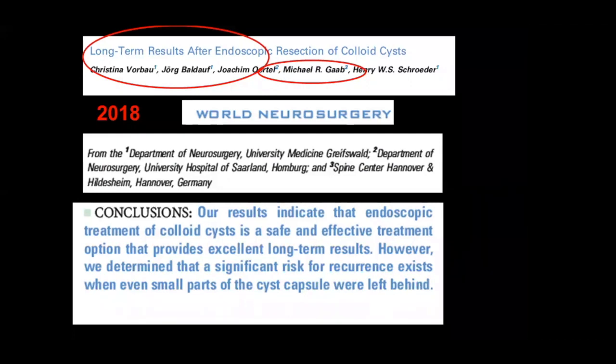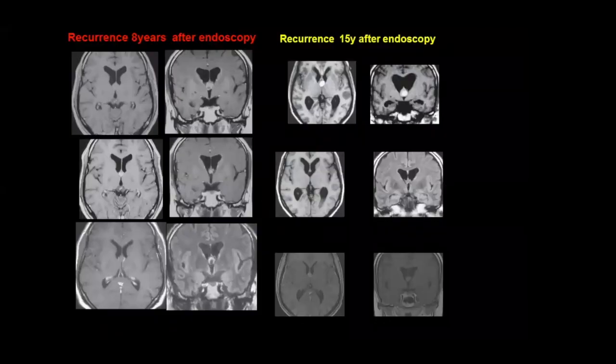Their results indicate that endoscopic treatment of colloid cyst is a safe and effective treatment that provides excellent long-term results. But look at this. However, we determined that a significant risk for recurrence exists when even small parts of the capsule were left behind. So do not leave parts of the capsule because this is a major cause of recurrence. And he reported this recurrence after 8 years and recurrence after 15 years.